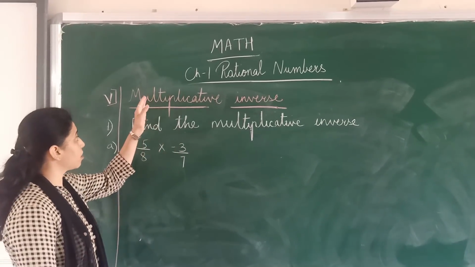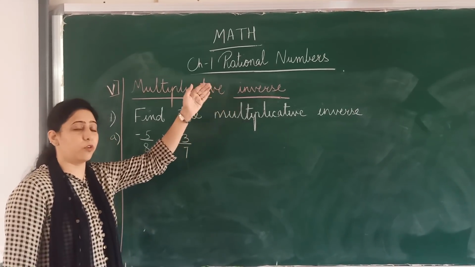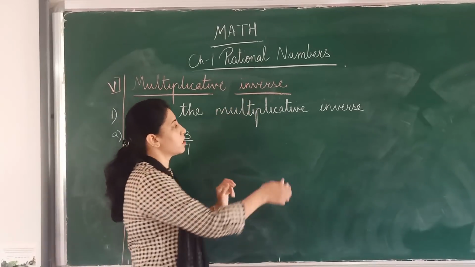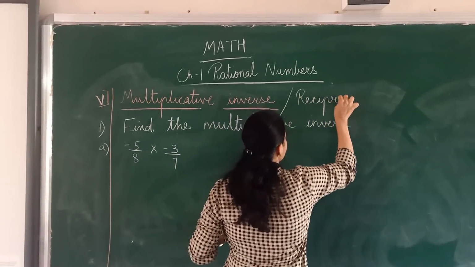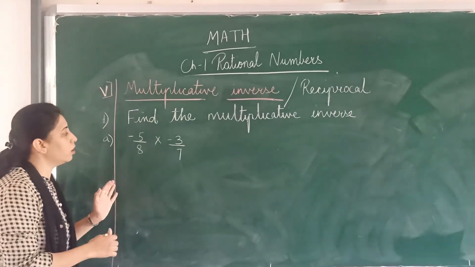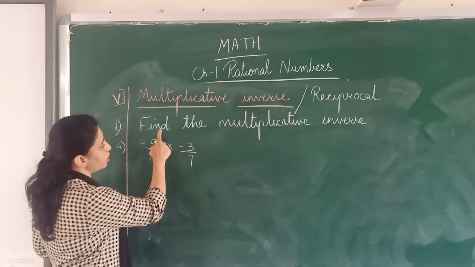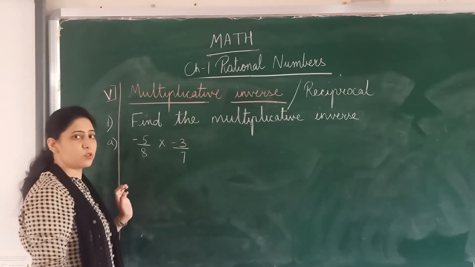Next concept is about multiplicative inverse. What is multiplicative inverse? We have already learned this in the previous session. Multiplicative inverse means reciprocal. So you have to find out the reciprocal of the particular rational number. Now here the question is, find the multiplicative inverse. This is the question from exercise 1.1.